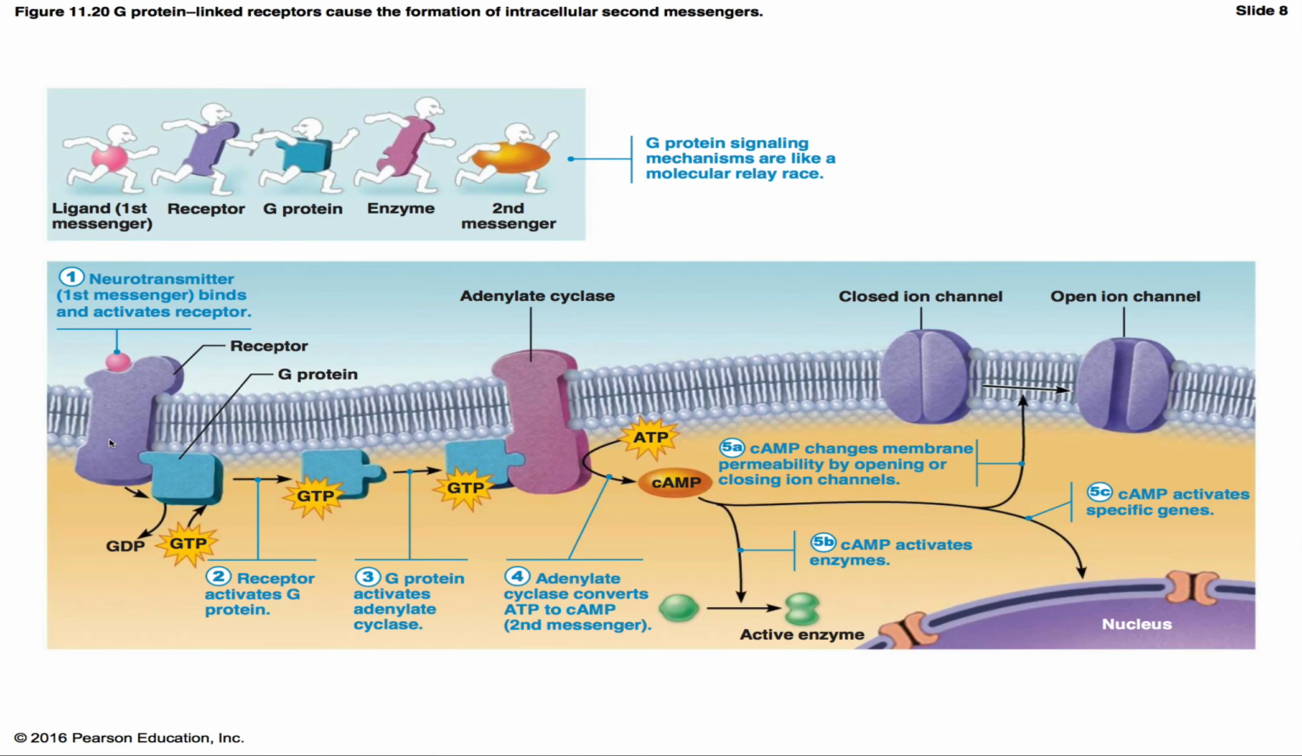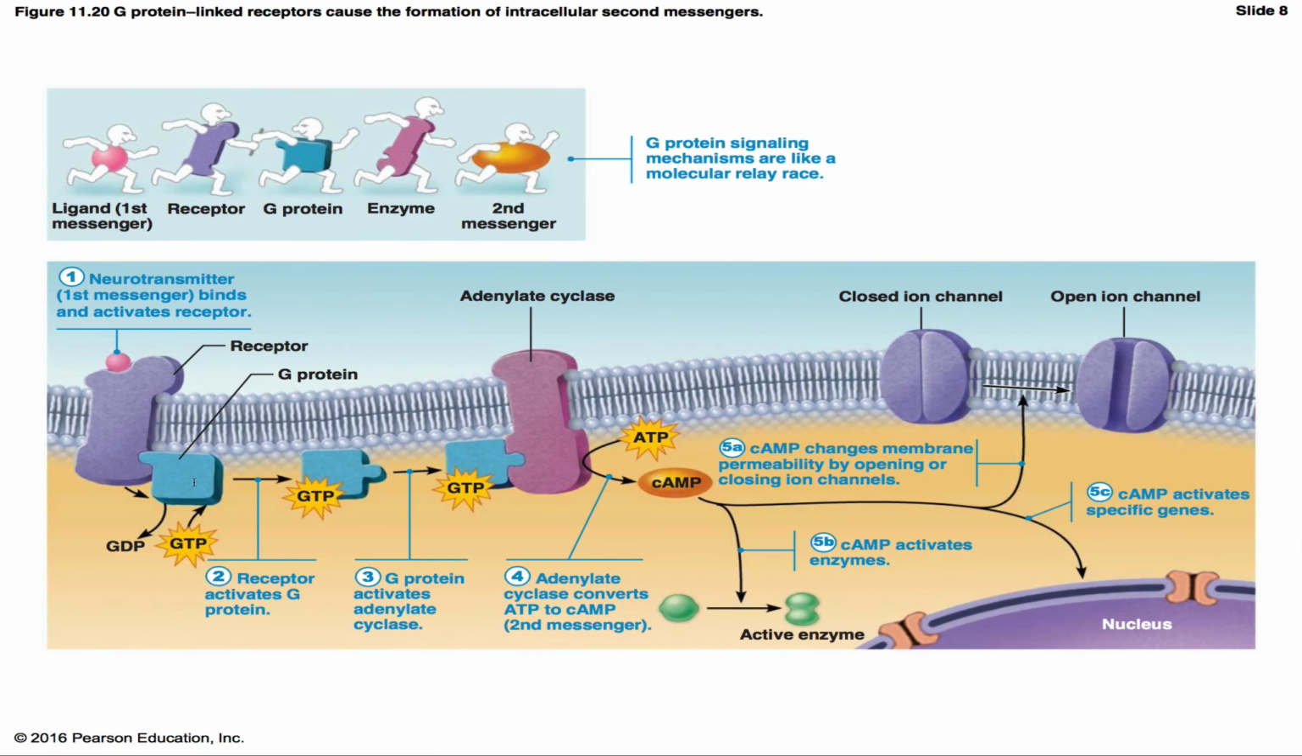So this is a receptor over here. This is the G protein over here. Now this receptor is specific to a neurotransmitter, and this is the binding site for this receptor over here. So when the neurotransmitter comes and binds to this binding site, it's going to activate this receptor. When this receptor is activated, then it's going to activate the G protein.